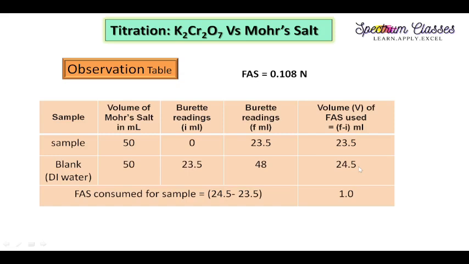Right now the question comes, why for blank we are having more value? Because some of the K2Cr2O7 in case of our sample is consumed in oxidizing the available impurities. Therefore the concentration of K2Cr2O7 is less in case of sample as compared to the blank. That is why we have more reading over here and less reading over here. And on subtracting we can say for the impurities this much of FAS is consumed.